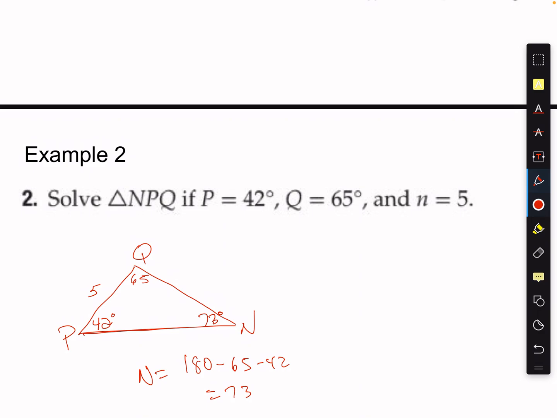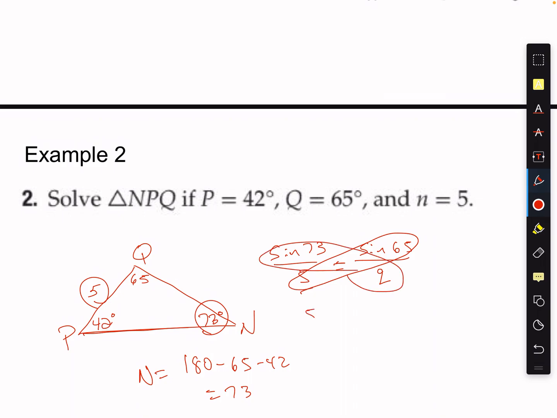All right, once I know that, I can use my law of sines because I have this angle-side relationship. So I can say the sine of 73 over 5 is equal to the sine of 65 over lowercase q. How do I solve this? Well, this is equal here, so I can use cross multiplication. So I can say 5 times the sine of 65 is equal to q times the sine of 73, which means q must be equal to 5 times sine of 65 divided by sine of 73.